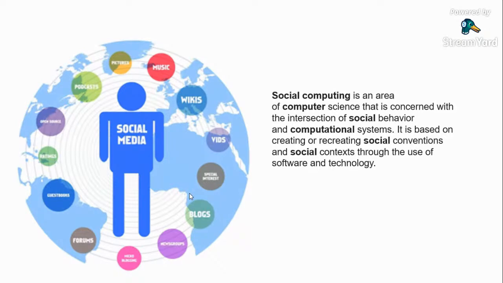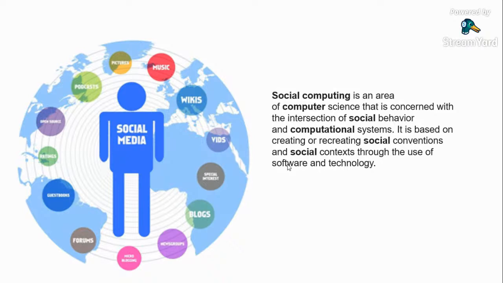But now they also express themselves on social media and digital media, connecting to each other for personal, professional, or recreational needs. This is the impact of social media. So in definition, social computing is an area of computer science that is concerned with the intersection of social behavior and computational systems. So this is social behavior over computation systems, and it is creating or recreating social conventions, social context, and social connection through the use of software technologies.